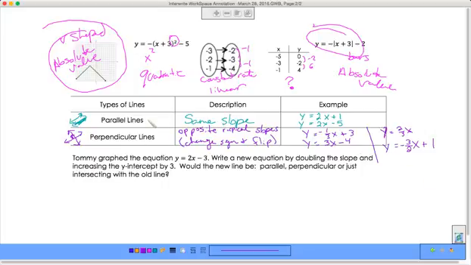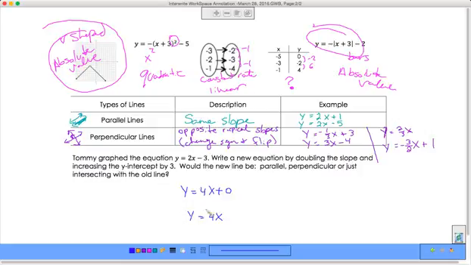Okay, we've got one more example to look at. It says, graph the equation y equals 2x minus 3. Write a new equation that has double the slope and the y-intercept is increased by 3. Well, my slope here is 2, so if I'm going to double the slope, my slope would be 4. And then to increase the y-intercept by 3 instead of minus 3, if I add 3 to that, that's just 0. So I could write plus 0, or I could just leave it y equals 4x. Adding 0 doesn't change it.